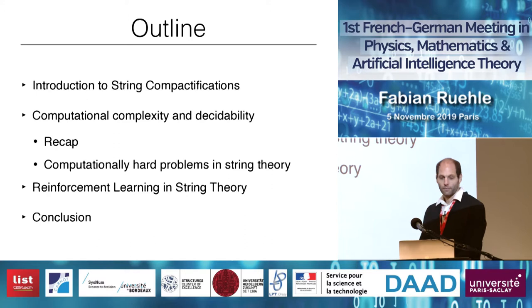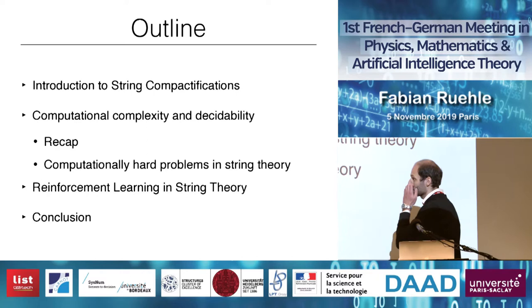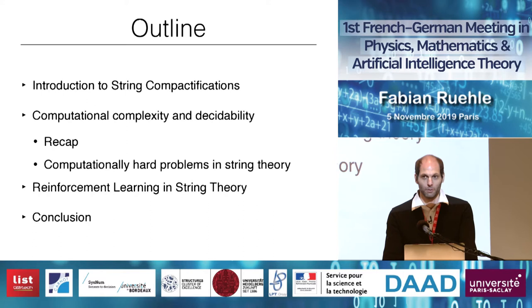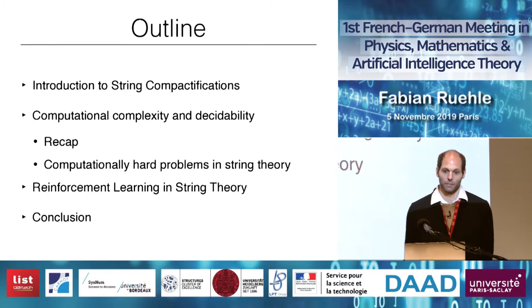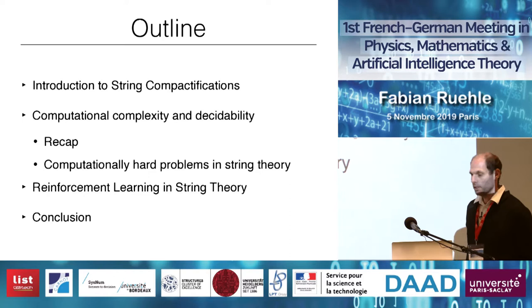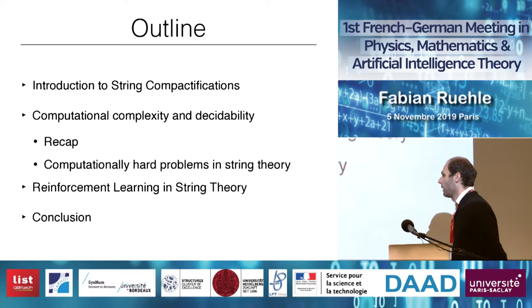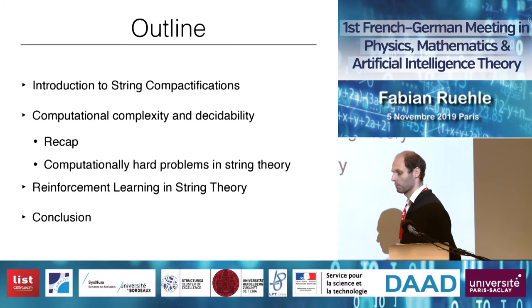So this is the outline of my talk. I will start with an introduction to string theory and string compactifications. Then I want to talk about computational complexity and decidability in string theory. I give a brief recap of that, and then I'll explain what type of problems we are facing. This is also one of the reasons why I actually started using machine learning in string theory. After that, I will use a field of machine learning called reinforcement learning in order to find solutions to string theory's consistency conditions. And we will see that this type of machine learning approach was very successful for the question we were asking. And in the end, I will conclude.